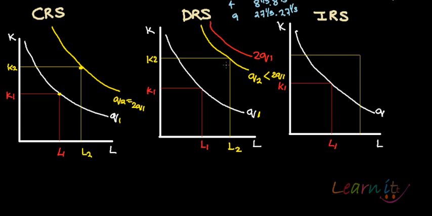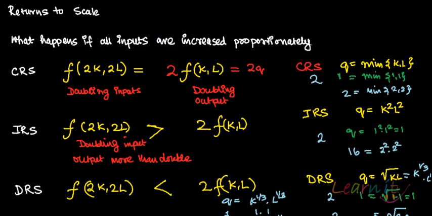In case of IRS, what is happening? Say you double the amount of input, you are on a different isoquant, which is say Q2, which is more than double the amount of an isoquant here. Say for example, your doubled isoquant was this. So this is an example of returns to scale.